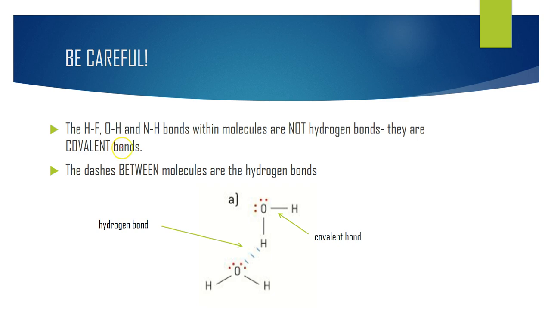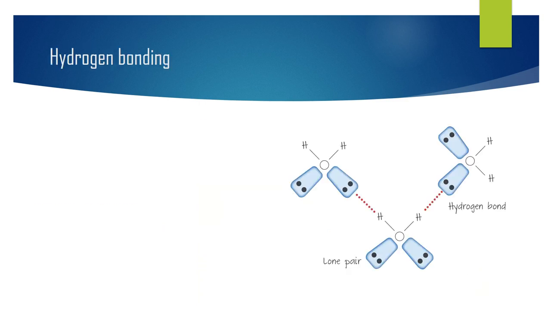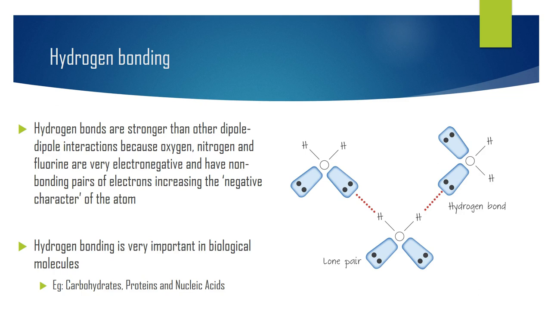So the HF, OH, and NH bonds within molecules are not the hydrogen bonds. We're not talking about these ones, okay? We are talking about these dashed lines here. It's one thing that students often confuse, but we're talking between molecules. These are intermolecular forces. Okay, so hydrogen bonds are stronger than all other intermolecular forces. They're the strongest of our intermolecular forces.